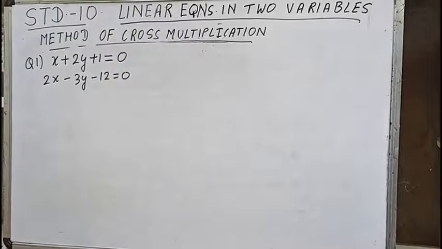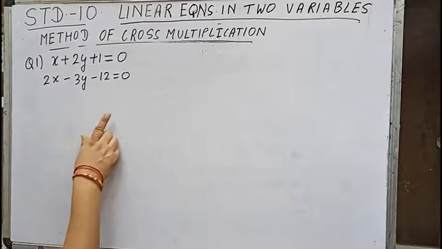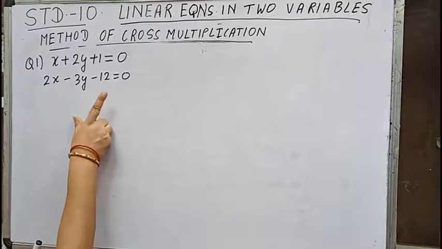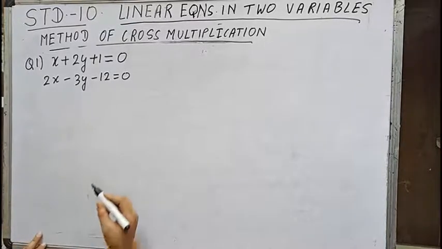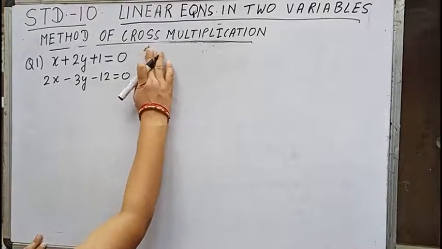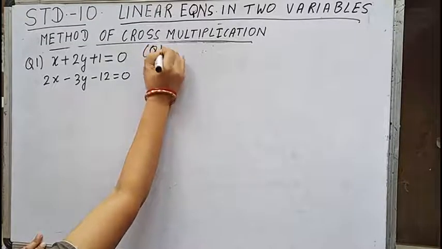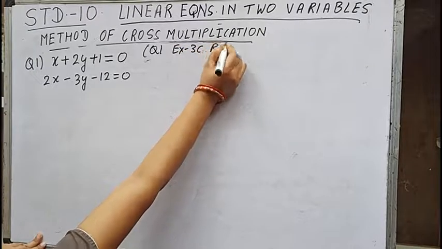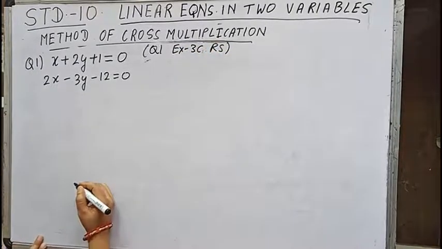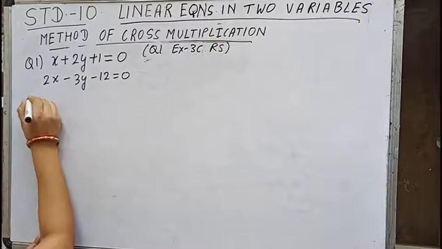So children, now let us start with some questions by method of cross multiplication. One question I have taken as x plus 2y plus 1 equals to 0 and 2x minus 3y minus 12 equals to 0. This question is question number 1 of exercise 3C, R.S. Agarwal. Question 1, exercise 3C, R.S. Agarwal. So let us start.